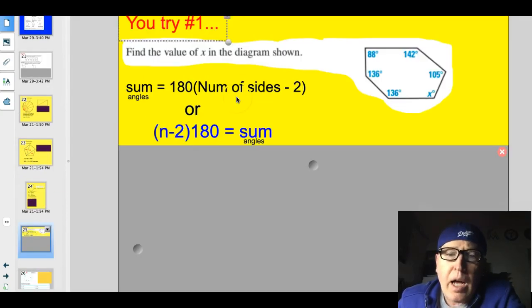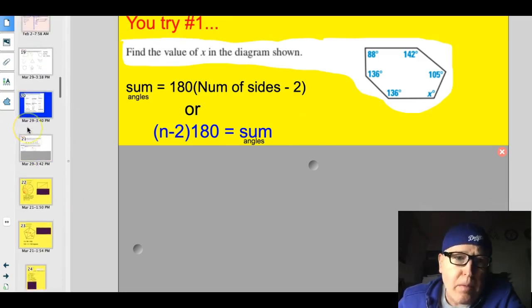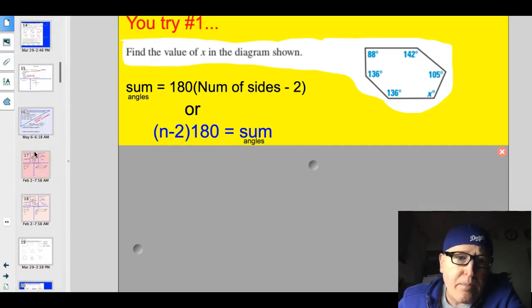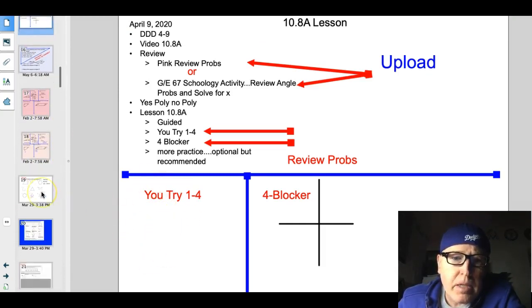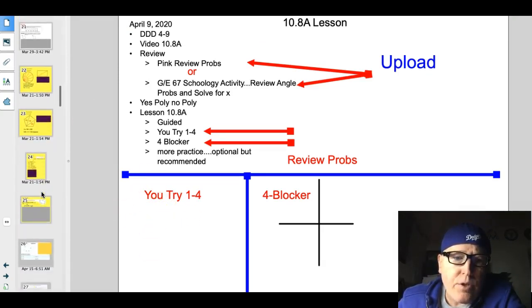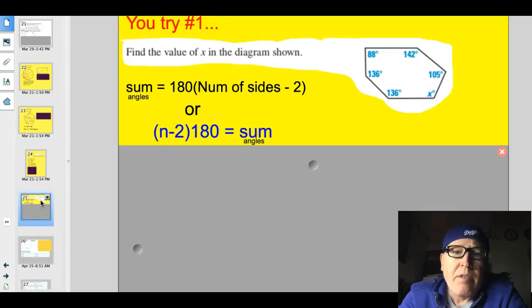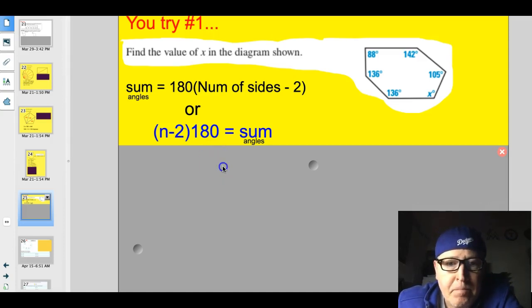All right. I've got 4 you-try problems, and I'd like you to put these right down here in the you-try section. Let's go ahead and have you try this first one here. Find the value of x in the diagram shown. Okay. Notice I rewrote this. I switched it up a little bit to make it a little bit easier to use. All right, let's see how you did.